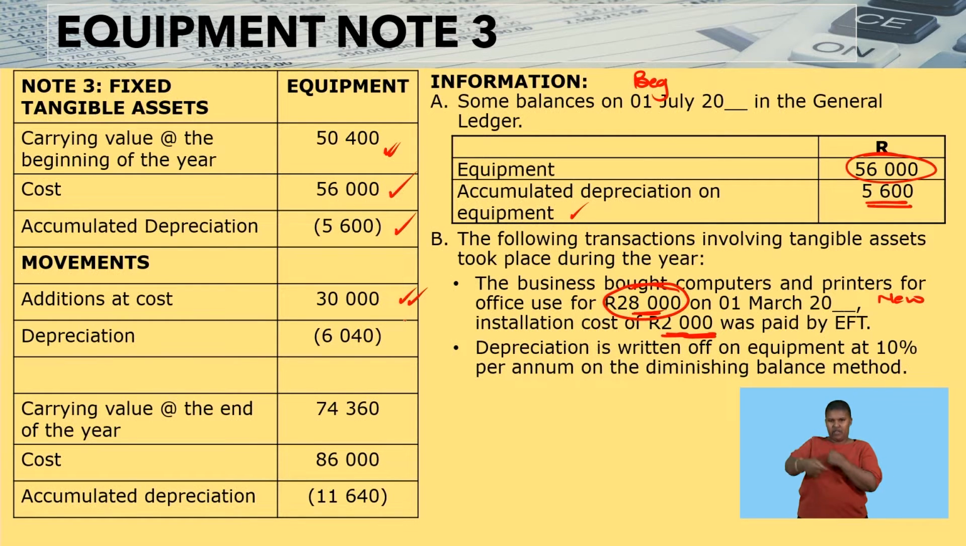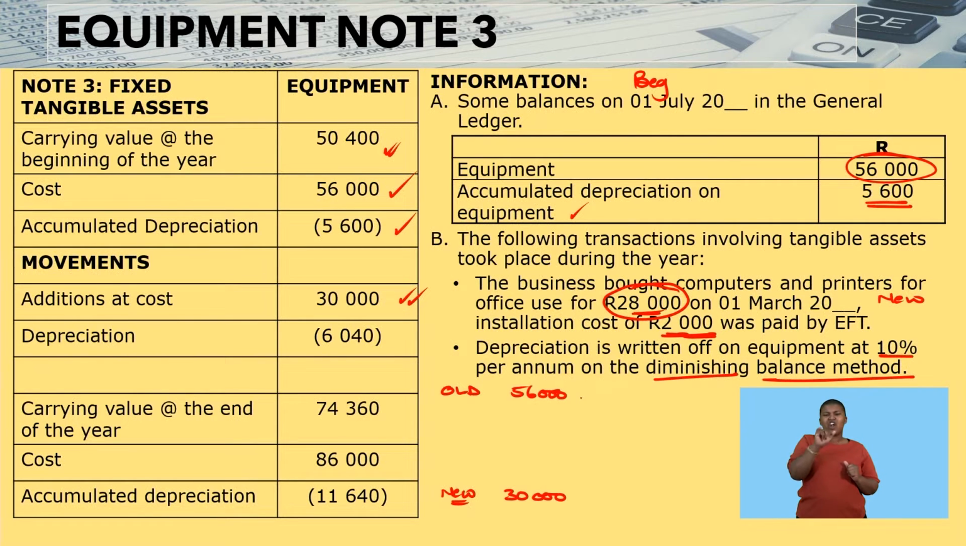When we calculate depreciation, you have to remember that now we have the old equipment, which is your 56,000. And we also have the new equipment, and the new equipment is for 30,000. So we have two pieces of equipment. Depreciation is written off on equipment at 10% per annum on the diminishing balance method. That means we calculate depreciation on the carrying value.